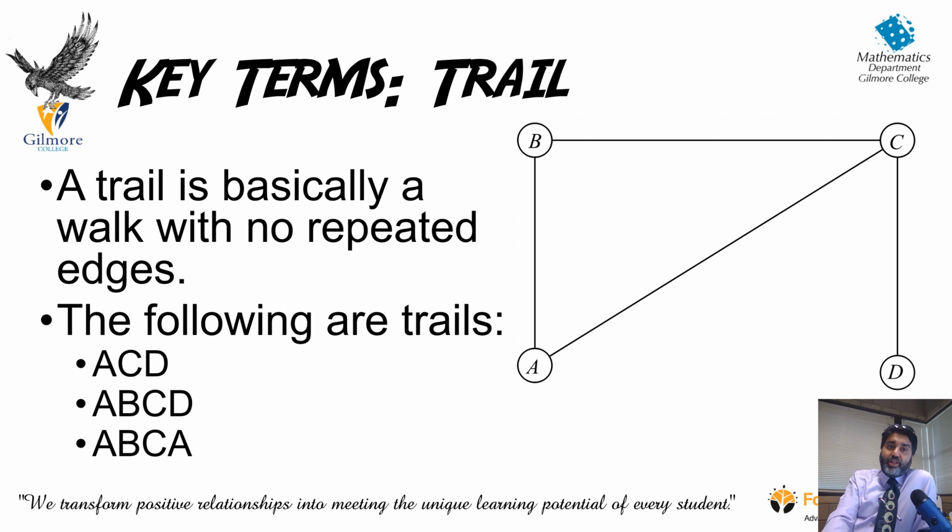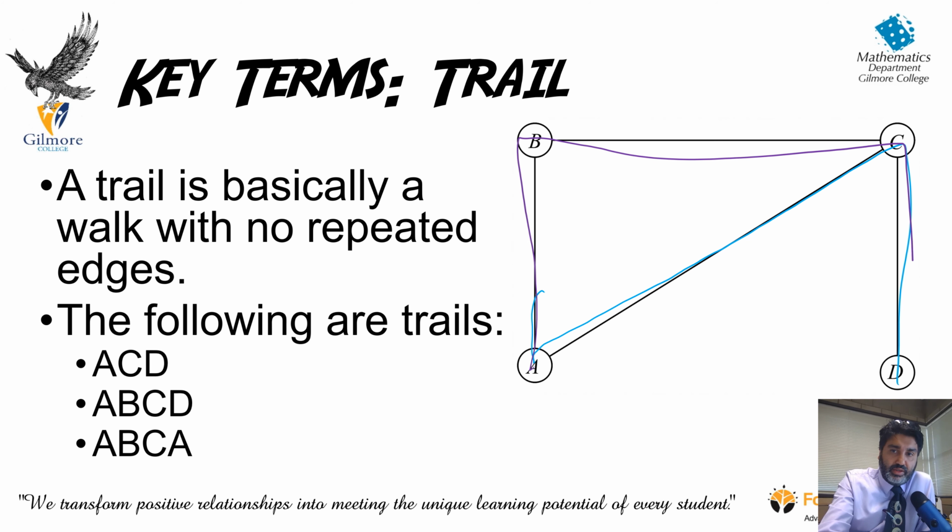Trail. A trail is basically a walk with no repeated edges. The following are trails. A, C, D. Now let's pick a different color. A, B, C, D.